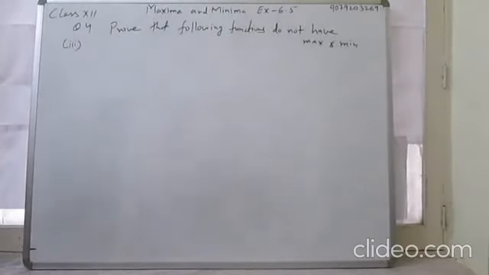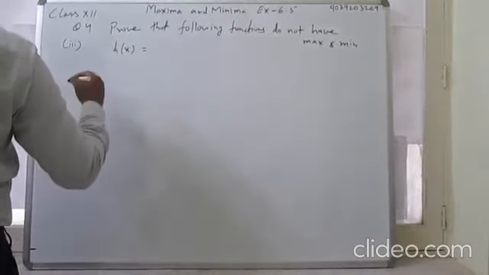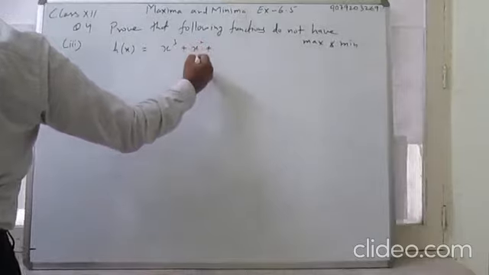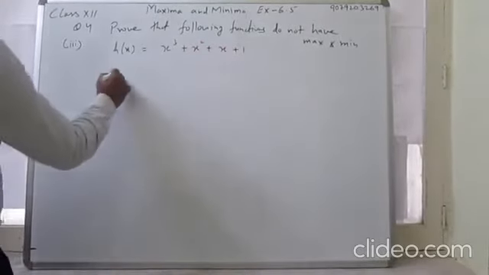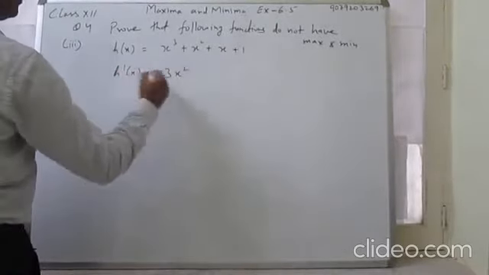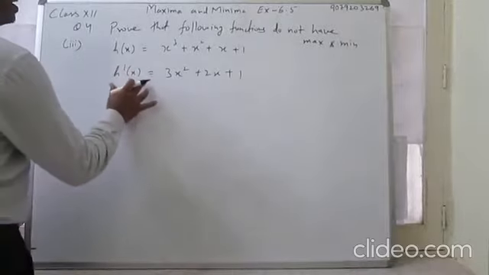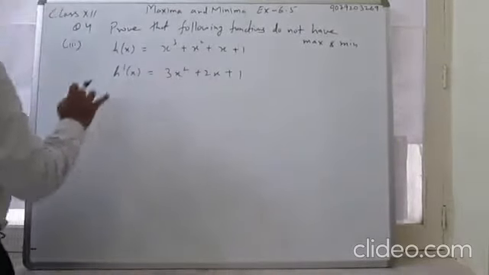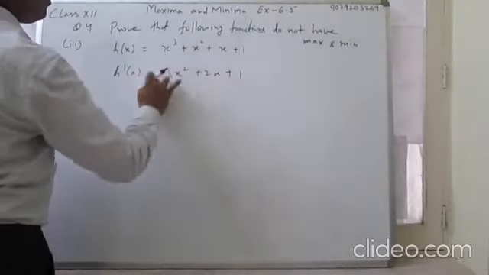Function is given to you, hx is equal to x cube plus x square plus x plus 1. Now h dash x is equal to 3x square plus 2x plus 1. If I mean h dash x is equal to 0 and find the value of this equation, make it 0. So what is the root of this equation?